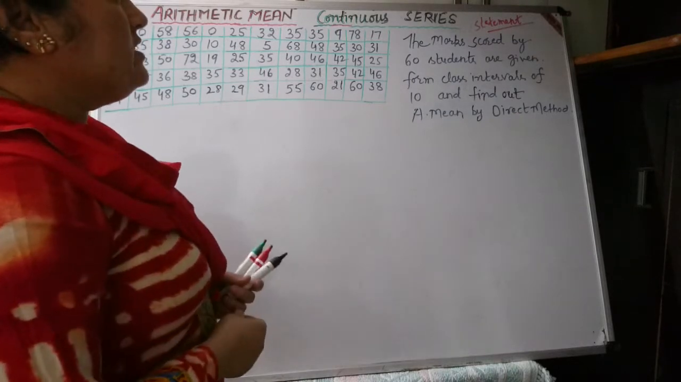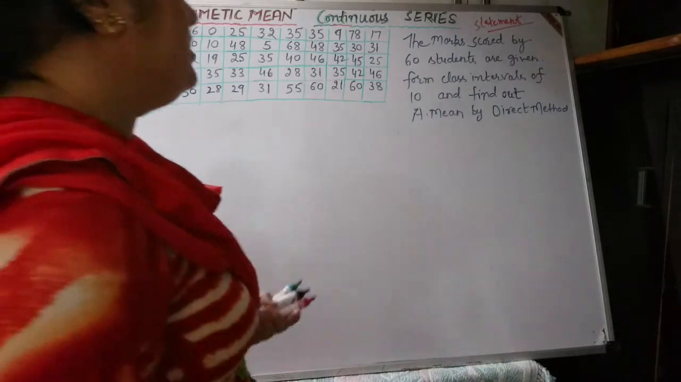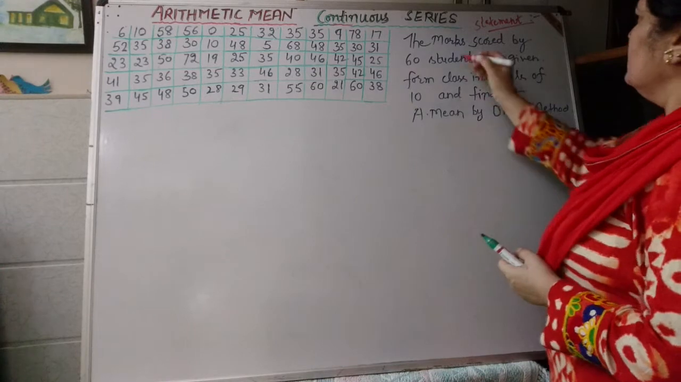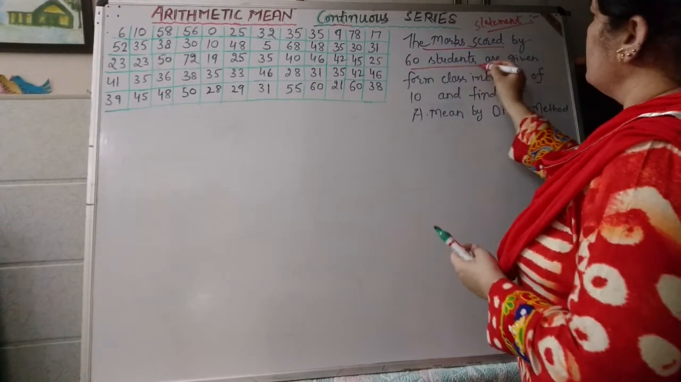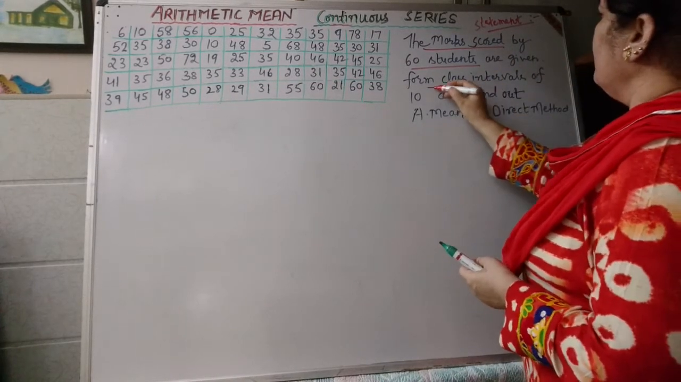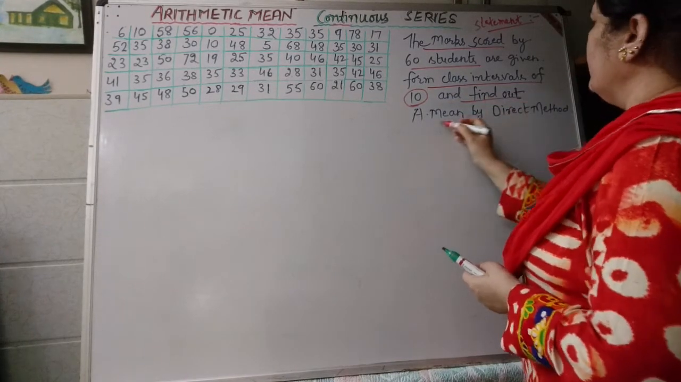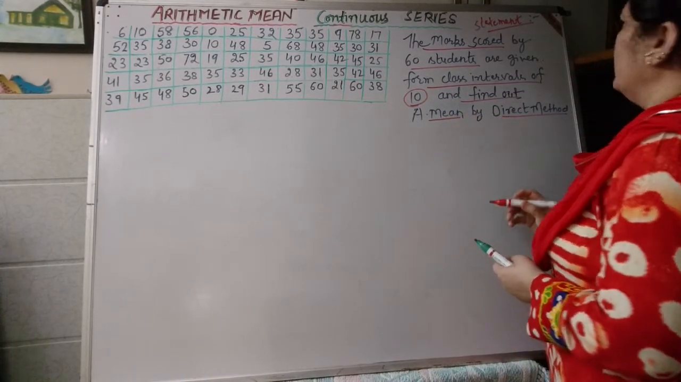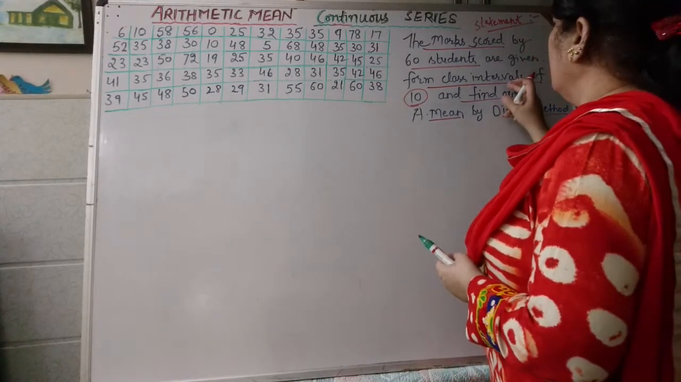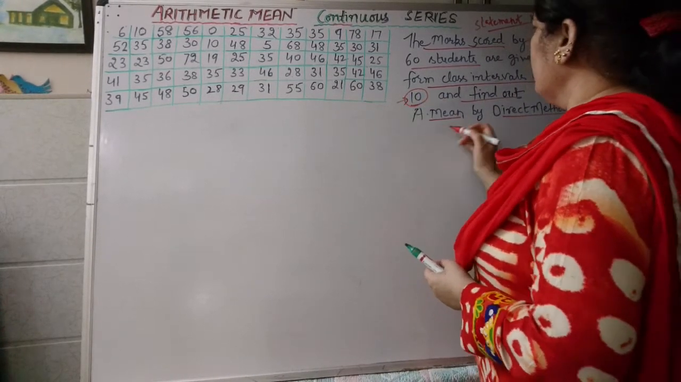Let us clear one more assignment related to arithmetic mean in continuous series. Here a statement is given. According to the statement, the marks scored by 60 students are given. We have to form a class interval of 10 and find the value of arithmetic mean by direct method. It means the values of x are not given; rather we have to convert the data into class intervals having an equal class interval of 10.